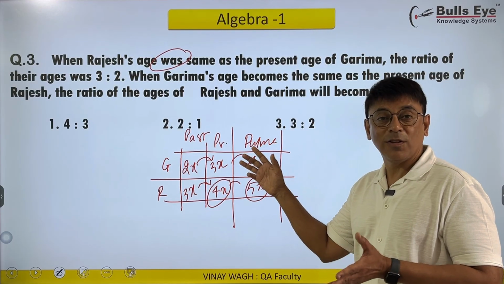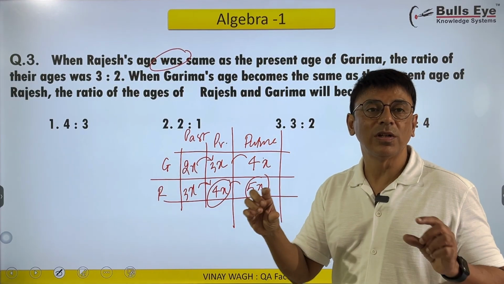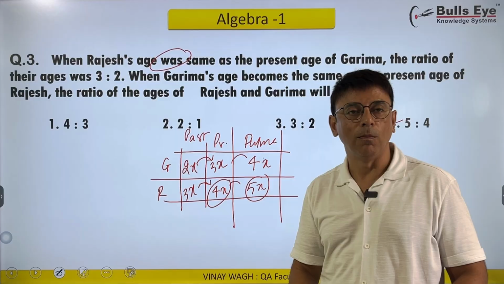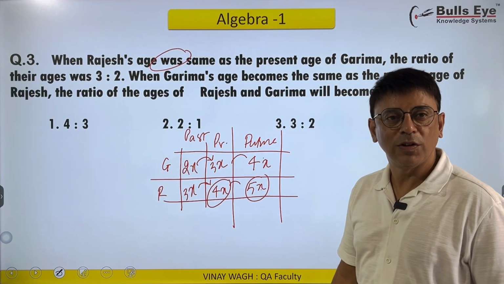So that's the grid pattern. See, there are three tenses: past, present, future. With the conventional equations, I think we'll have our head blown over. So this is always preferred at Bullseye.